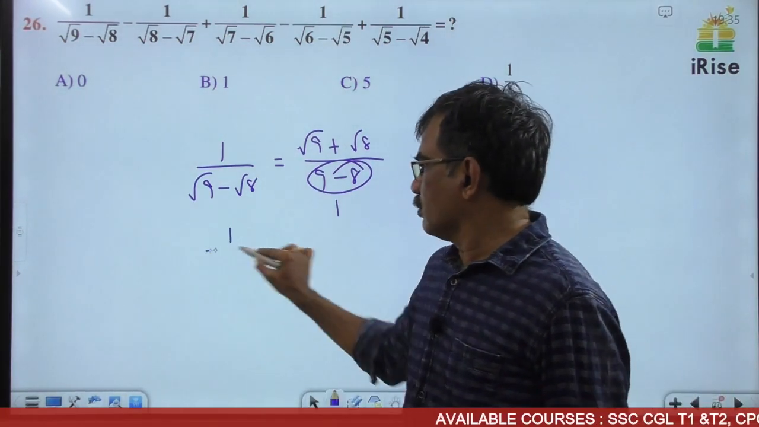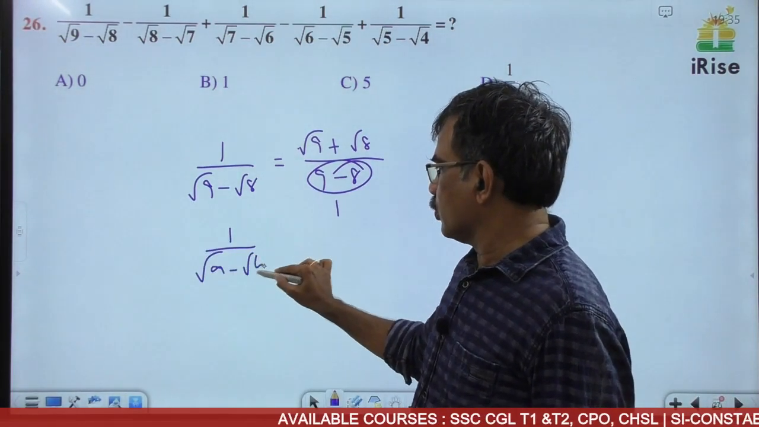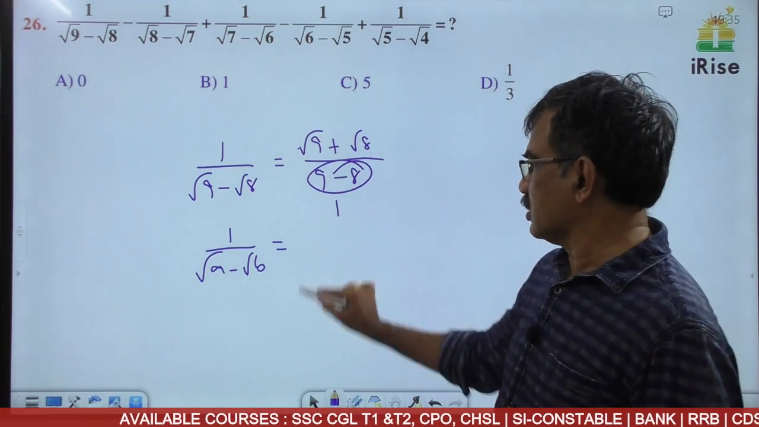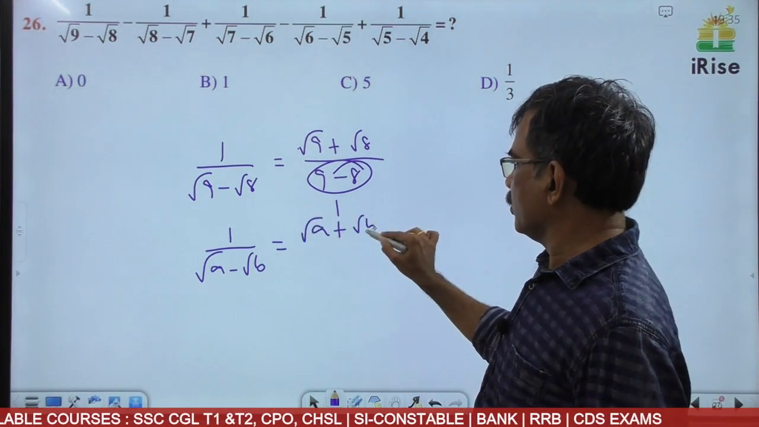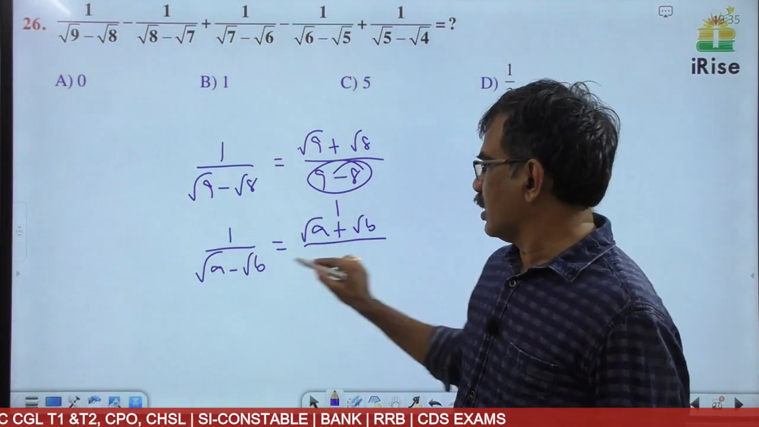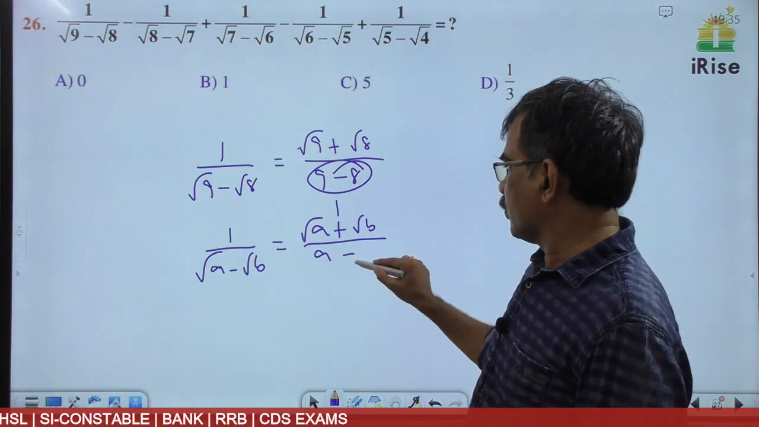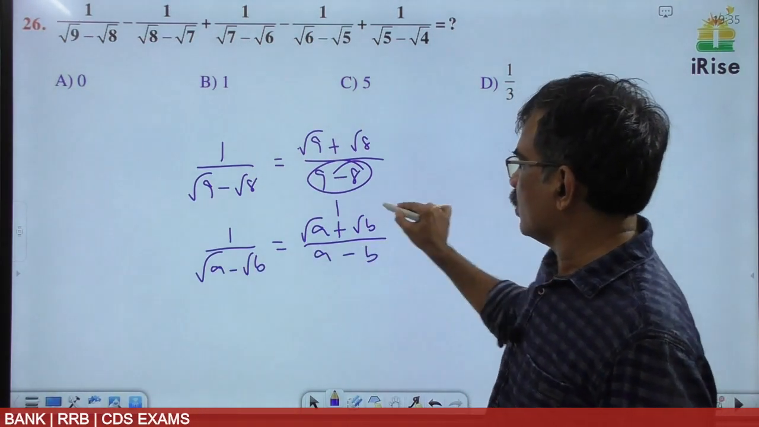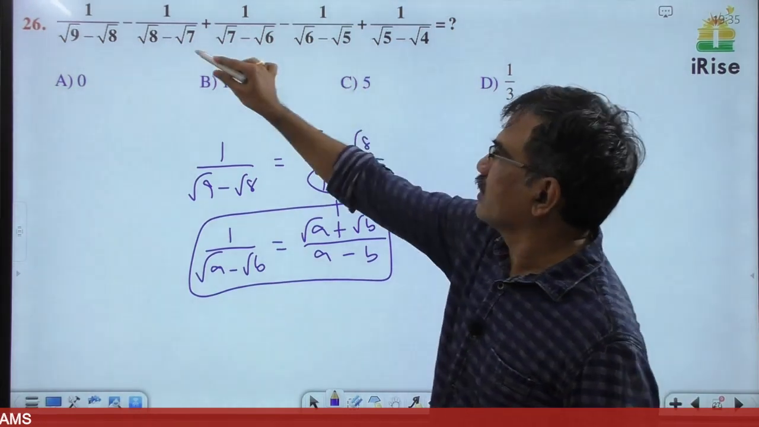Okay, 1 by root a minus root b. I have given a formula for this also. This is nothing but root a plus root b by the first term squared minus the second term squared. I want to use this formula directly for this.